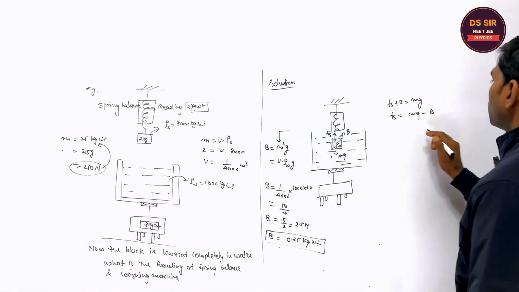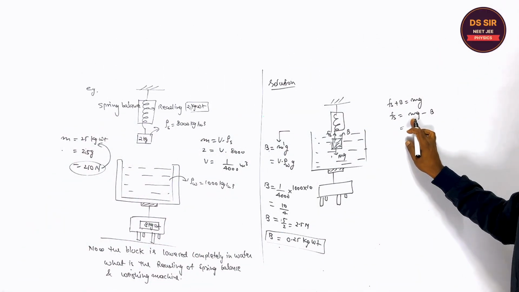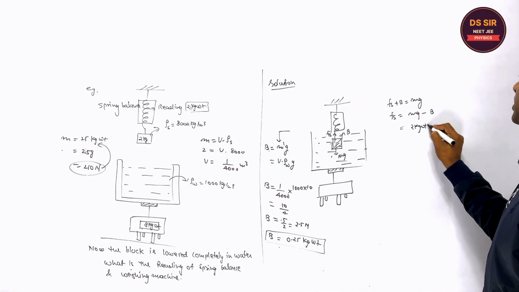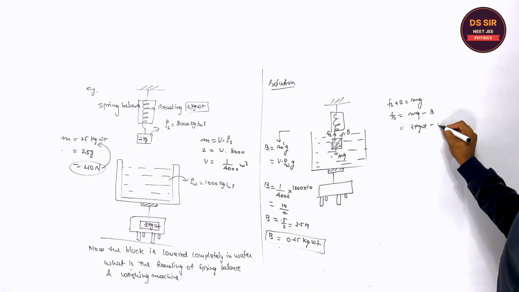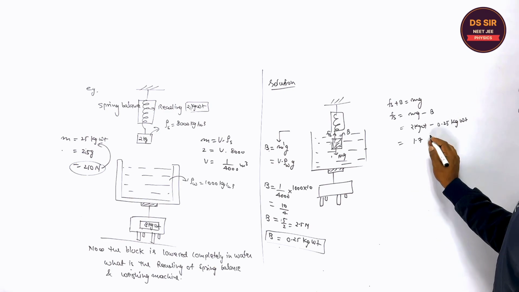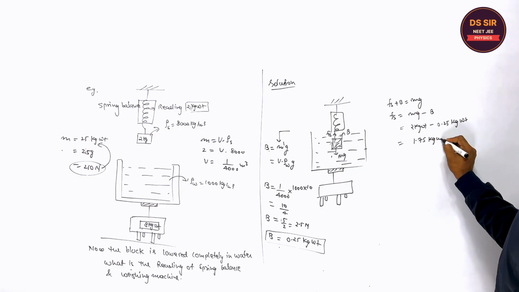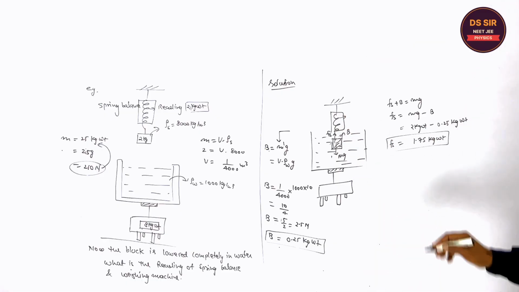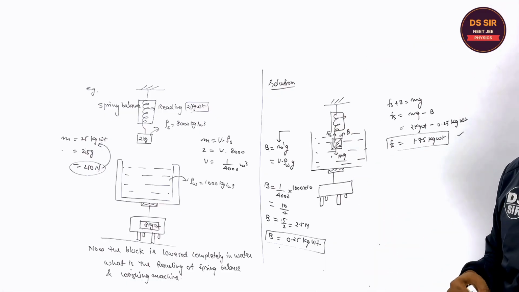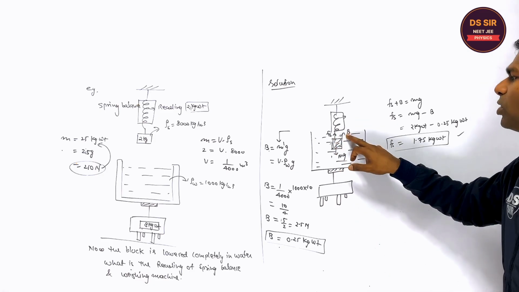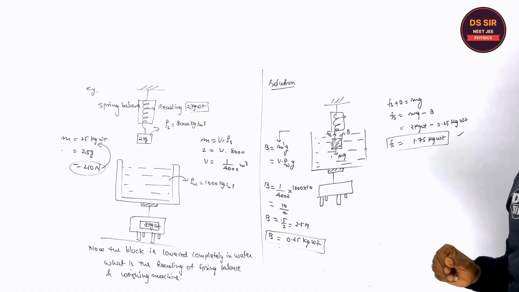So can you tell me what is the initial mg? The initial mg was 2 kg weight. I am writing this. Minus what is the buoyant force? Say 0.25 kg weight. So what is the reading? 1.75 kg weight. Is it clear or not? So the spring balance here will read 1.75 kg weight. The weight will be reduced or not? Yes, it will reduce. By what amount? Say by the buoyant force.